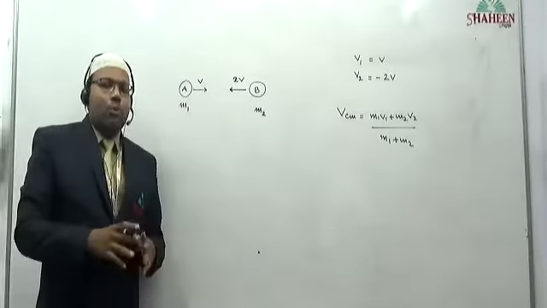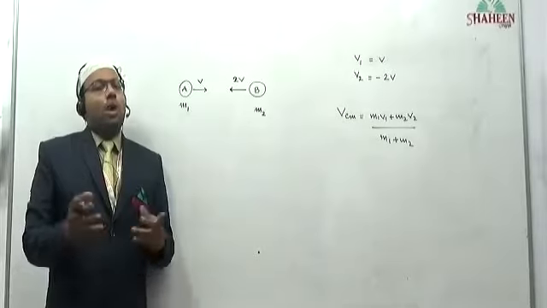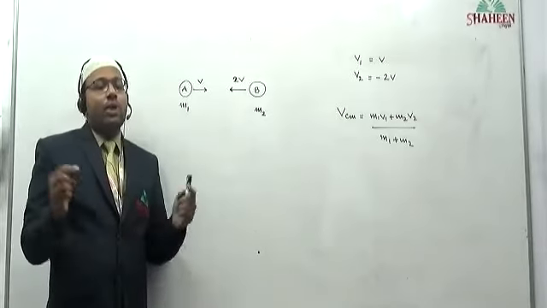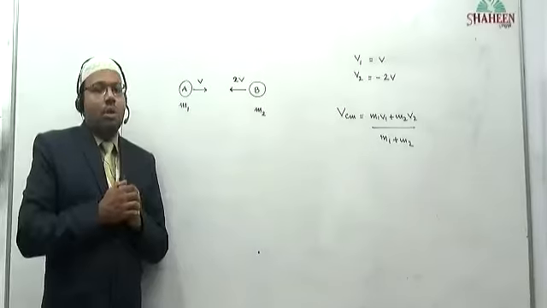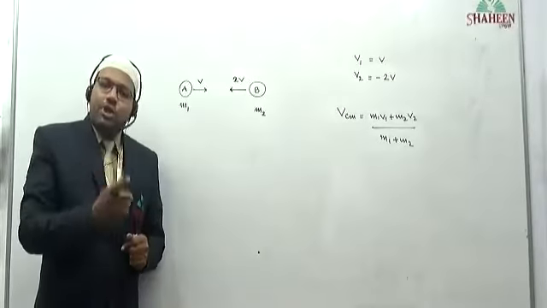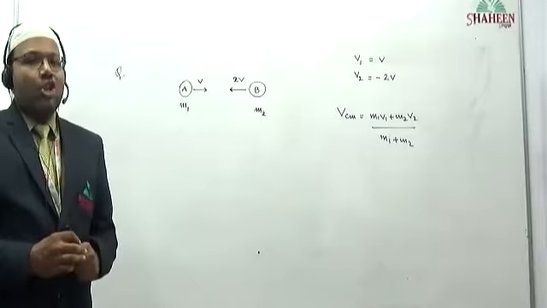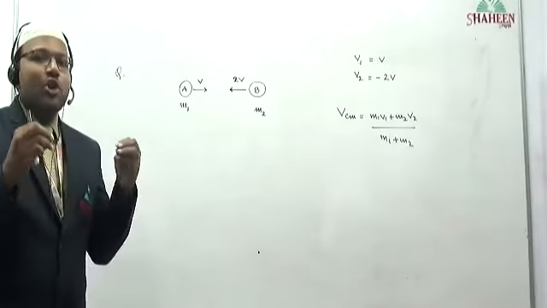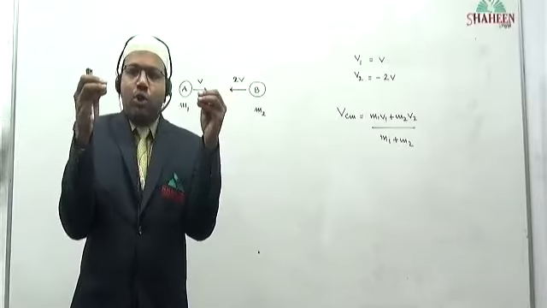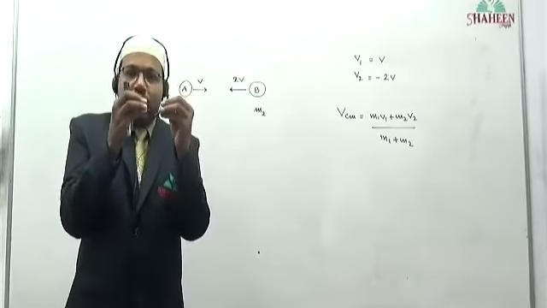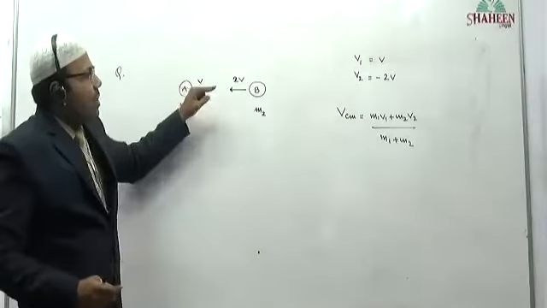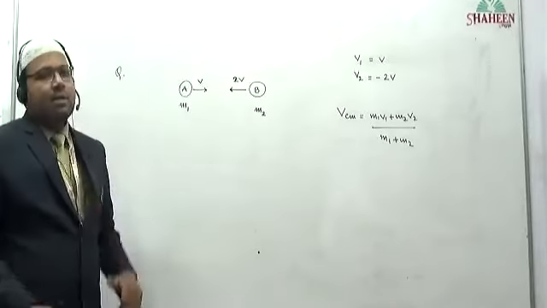Nowhere in the question can you find the data that they are moving in the opposite direction. The word opposite direction is not mentioned, but instead of mentioning that, they have mentioned the mutual force of attraction. Whenever attraction is there, they will move in the opposite direction only, like this. So this I am taking as v, and this I am taking as minus 2v.